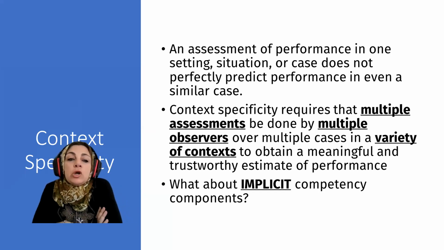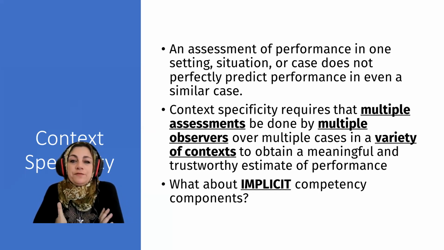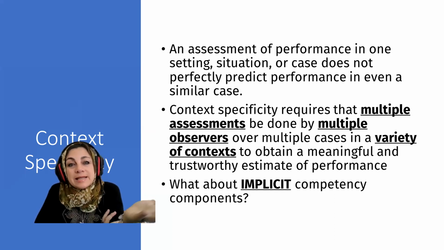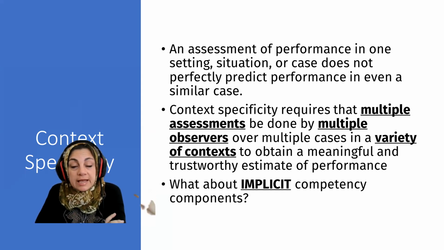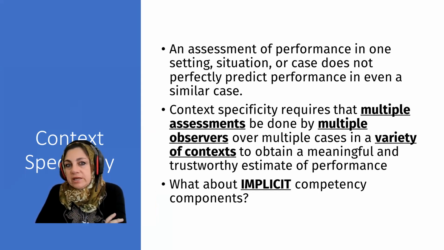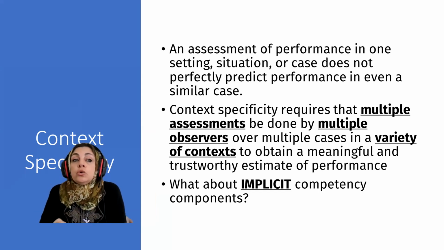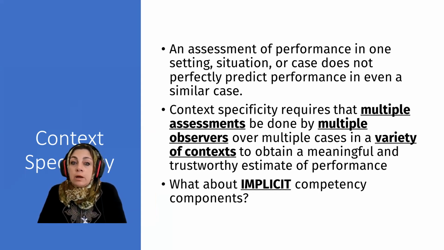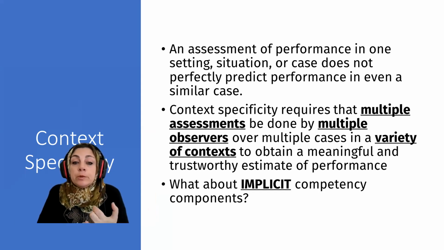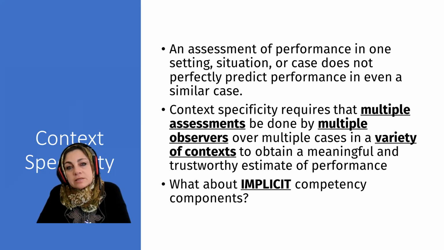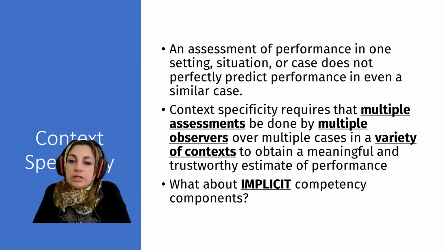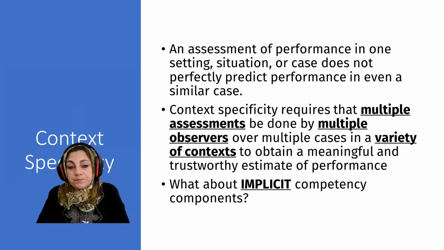But there is a problem because there is an element of context specificity. What does that mean? It means that assessing any performance in a specific setting and a specific situation or a specific case does not perfectly predict how a student will perform in even similar cases. And this is a problem. So in order to design this well, you need to understand that your information about student performance needs to come through multiple assessments by multiple observers and in a variety of contexts. It becomes really, really challenging here to plan.